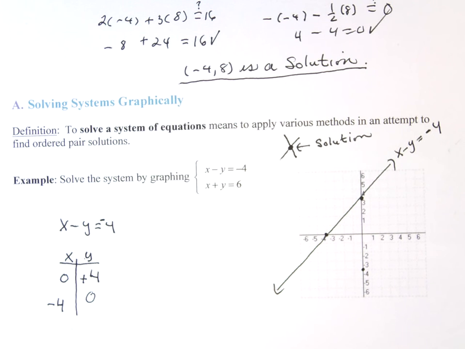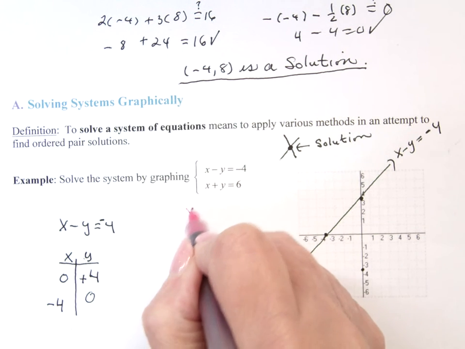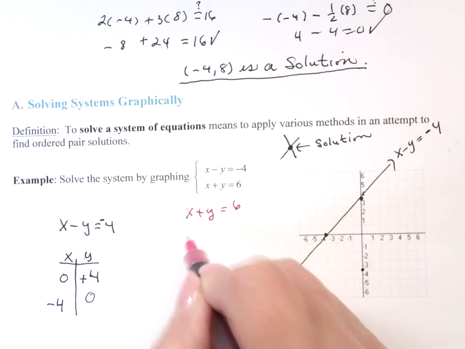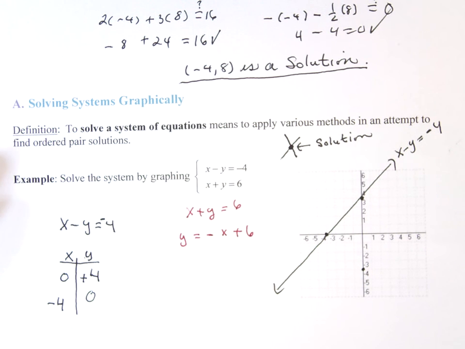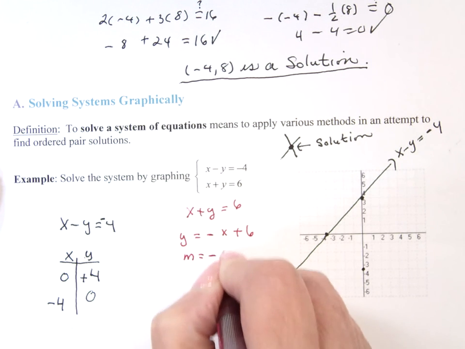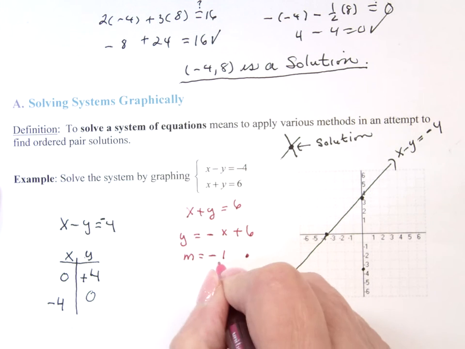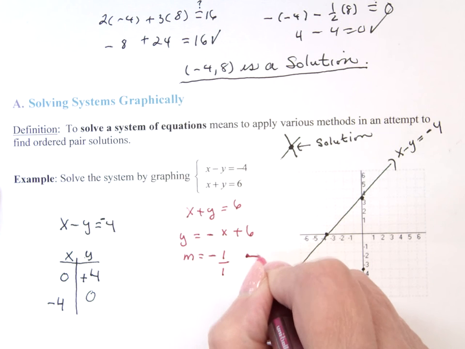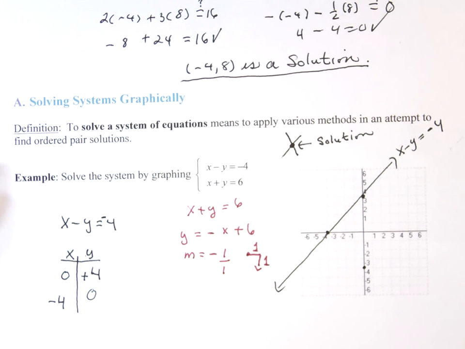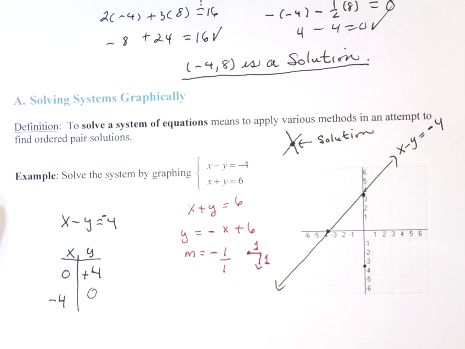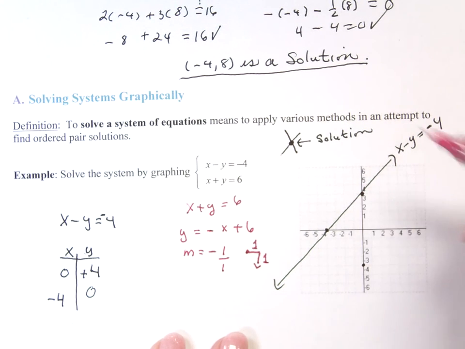And I'm going to change pen colors. And if I wanted to, this is x plus y equals 6. I could use slope-intercept: y equals negative x plus 6. Here the slope is negative 1. Slope negative 1 means negative 1 over 1, I go over 1 unit and I go down 1 unit from 6. So that says the y-intercept is 6.